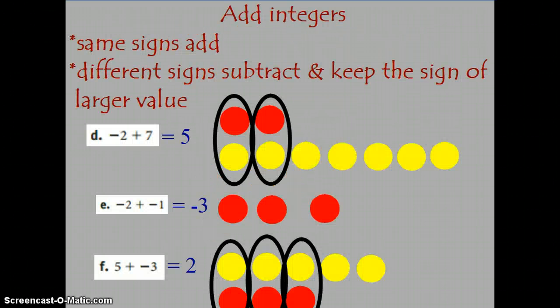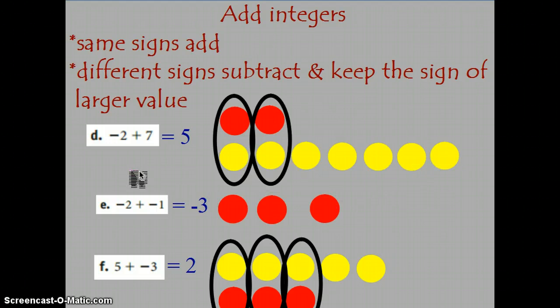Okay, next is adding integers. Remember, if you have the same signs, just add them. If you have different signs, you're going to subtract and keep the sign of the larger value. For instance, the first one says negative 2 plus 7. So here are the chips here. We've got 2 negatives and 7 positives. Get rid of your 0 pairs, and you're left with 5 positive chips.